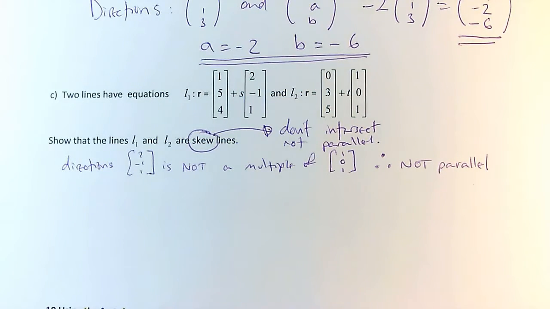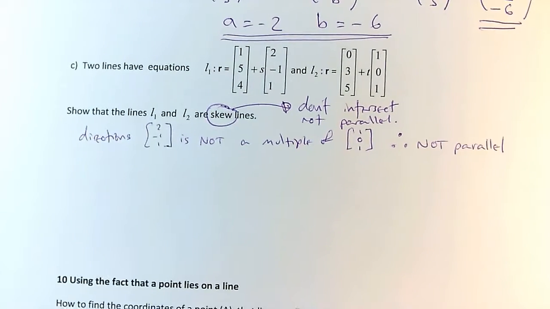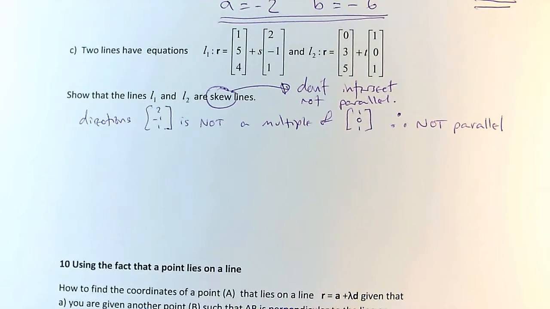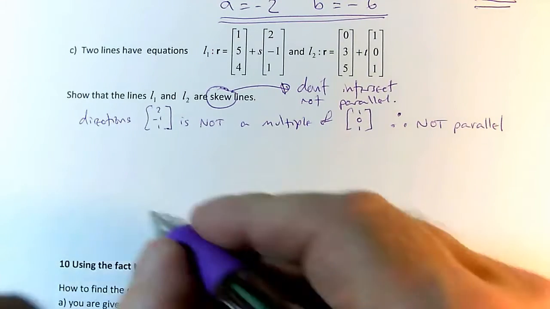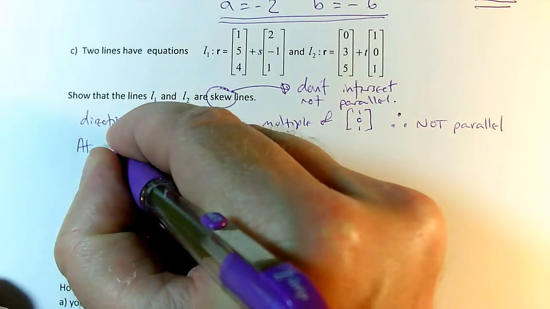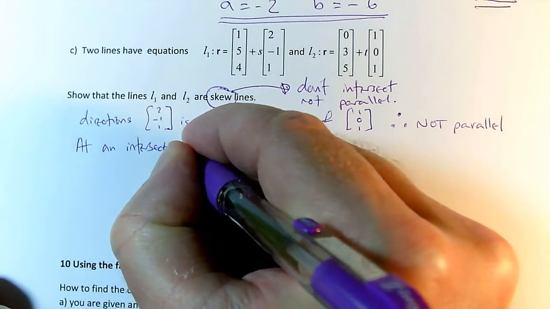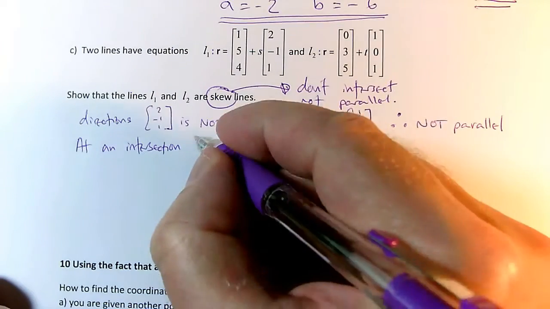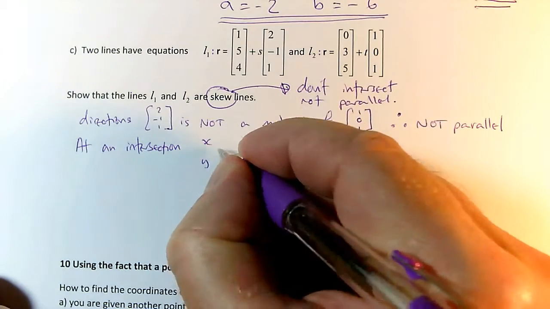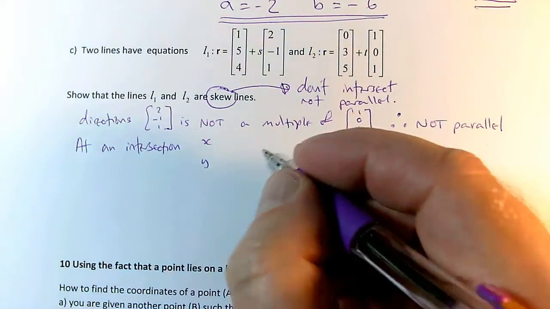Well, we saw in a previous example how to find an intersection when there was one. We approach showing there's not an intersection the same way. We try and find out what would happen at an intersection, and then we show that it doesn't have one. So at an intersection, remember, we look at the x's and the y's, and then we check using the z's.